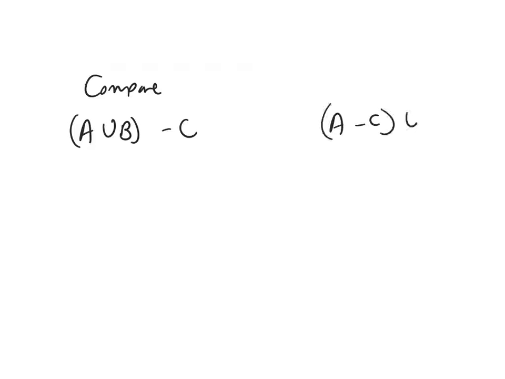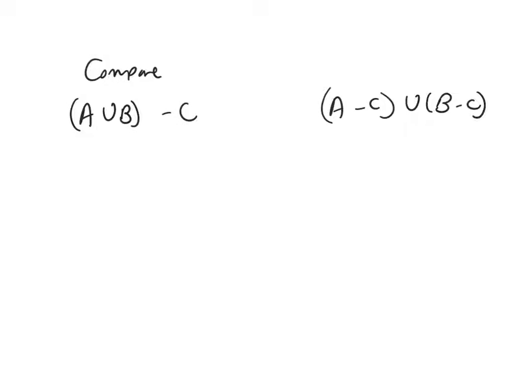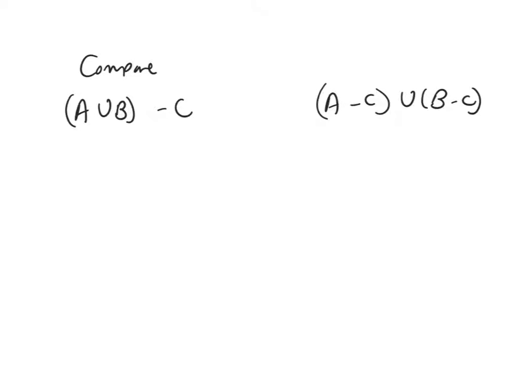Let's do one more problem where we're comparing two sets. So let's compare the sets A union B minus C and A minus C union B minus C. So let's compare these. We start with our Venn diagram here.